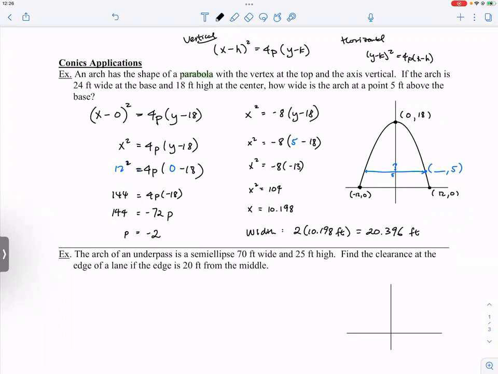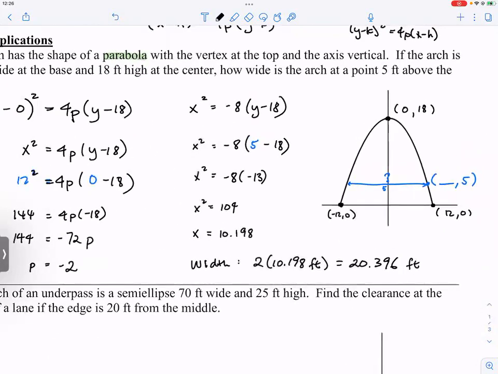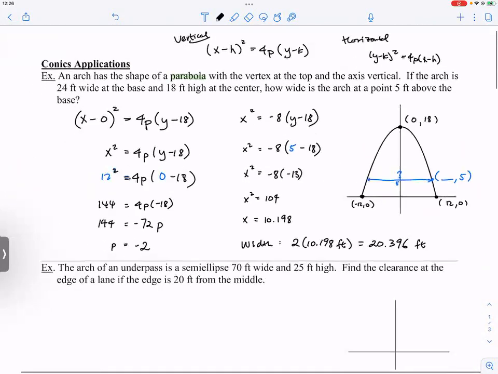Now, this is what I mean by you knowing how to handle the information with contextual understanding. You've got the number 24. You don't see 24 on the diagram. It's actually 12 and 12 because the meaning is 24 feet wide. You found the x value, that's 10.198, but that's not the answer because we are talking about the entire width. That will be twice the distance. So that's why we have to multiply by 2. All these actions are done based on the meaning of the problem.